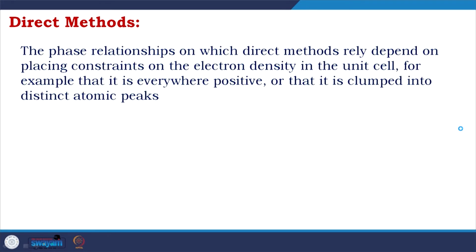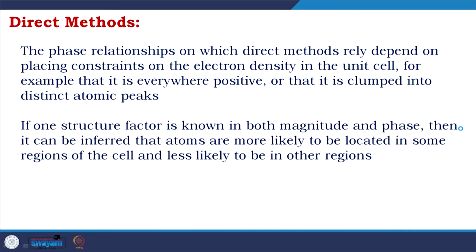The phase relationships on which direct methods rely depend on placing constraints on the electron density in the unit cell, for example, that it is everywhere positive or that it is clumped into distinct atomic peaks. When you have something very complex like a protein, it is difficult to find them out, but when you have a small molecule, you know the information also, so it is easier.